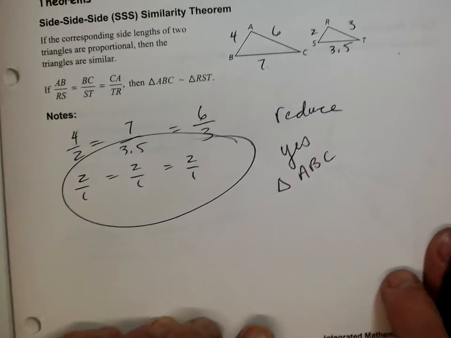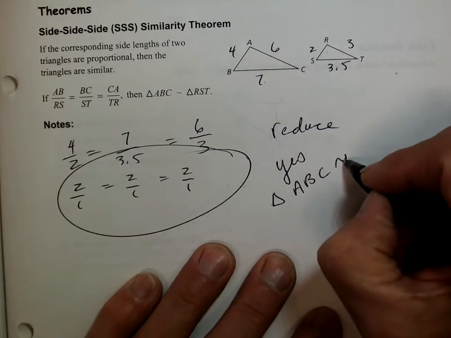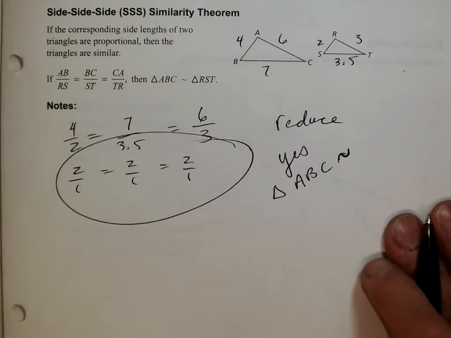ABC, we're going to use this little symbol. See, this little symbol means similar. Doesn't mean equal, just means similar.